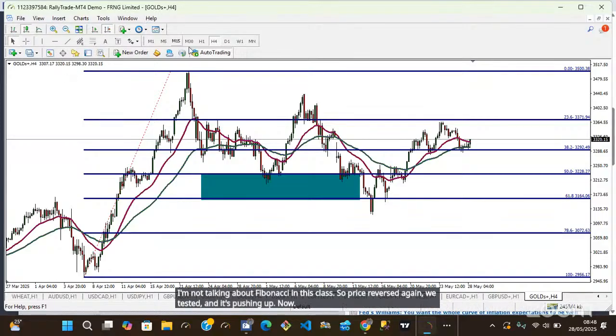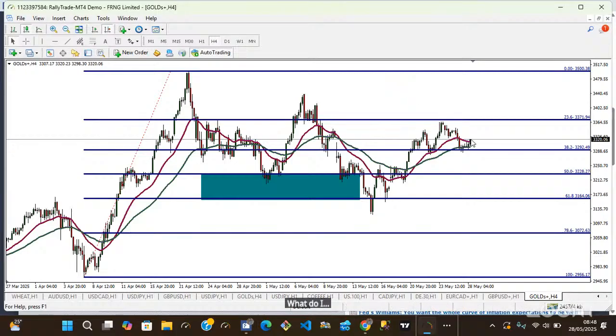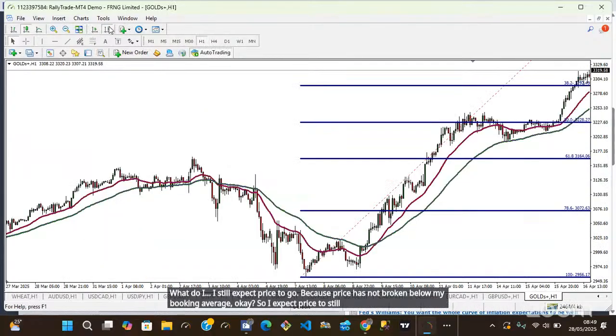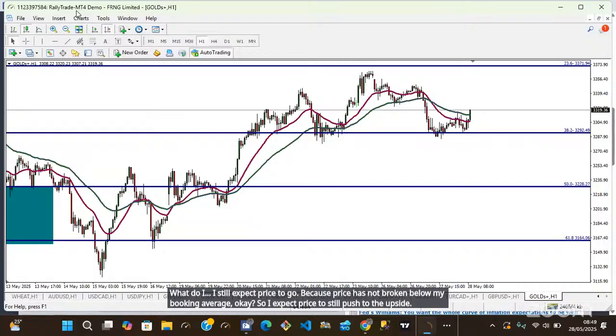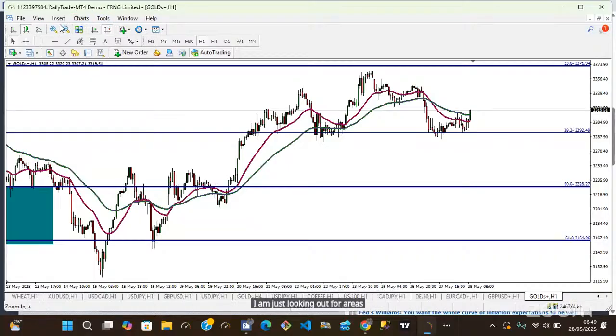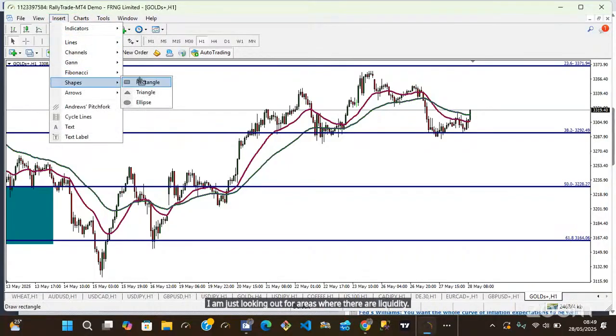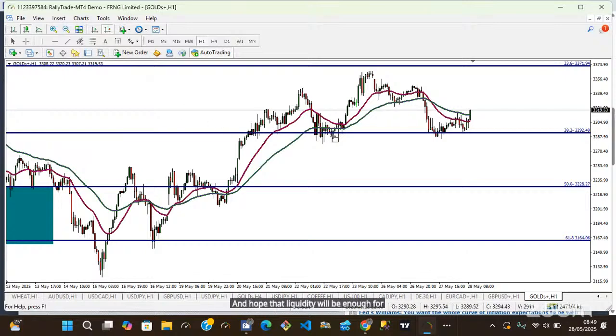Now, I still expect price to go up because price has not broken below my moving average. So I expect price to still push to the upside. I am just looking out for areas where there is liquidity and hoping that liquidity will be enough for price to pull up. There is liquidity around this area. There's liquidity here. Price has just taken liquidity and is on its way up. So guys, in my own opinion, price is ready to keep pushing up again.